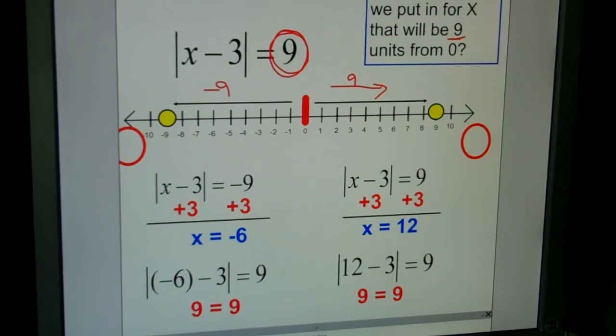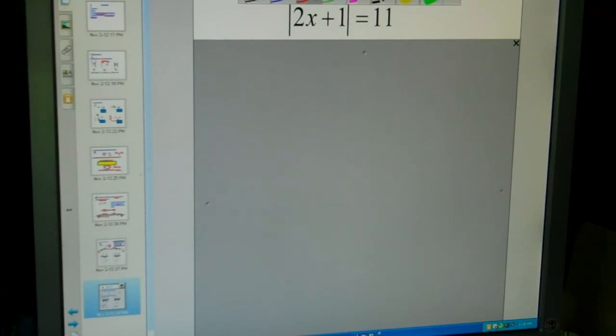Let's try another, because these are confusing. Let me get my pen. All right, got my pen, and here we go. The absolute value of 2x plus 1 equals 11. I'm looking for a distance of what from 0? 11. I need a distance of 11. Give me two numbers that have a distance of 11 from 0. Positive 11 and negative 11. That means I have to set this absolute value equal to both, equal to 11 and negative 11.